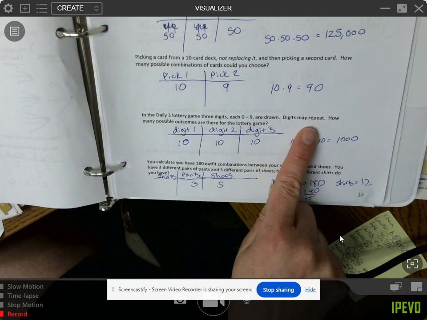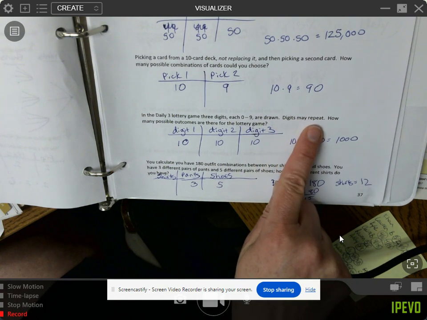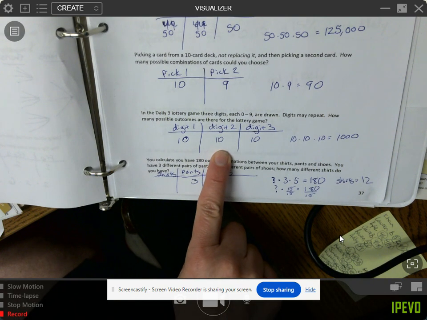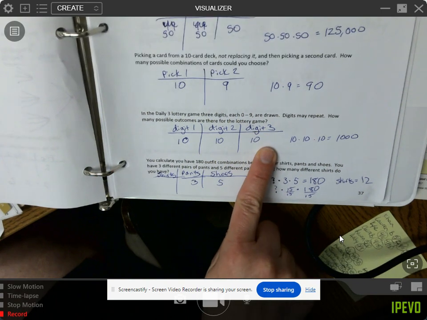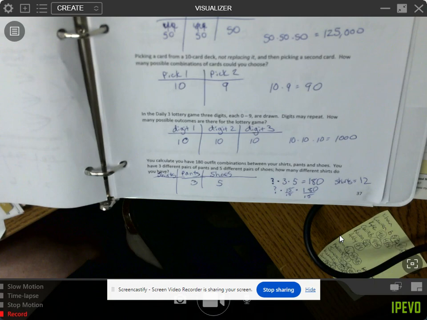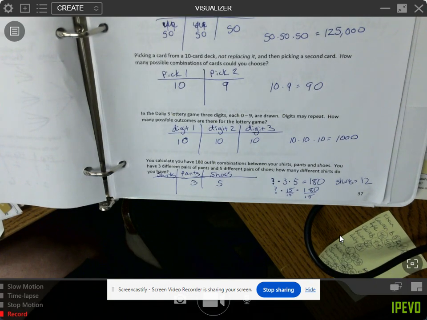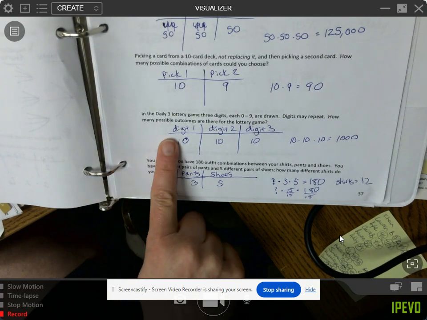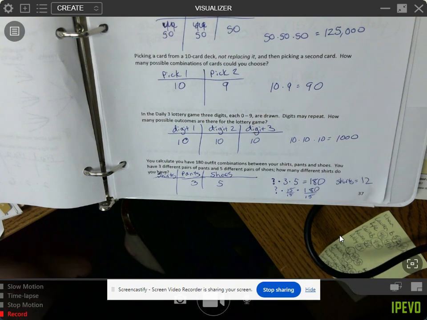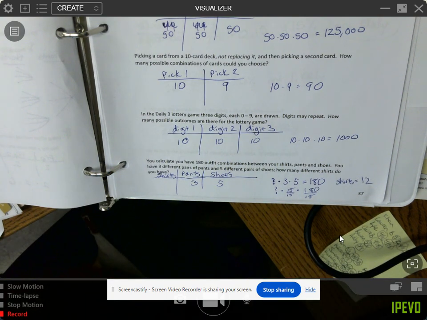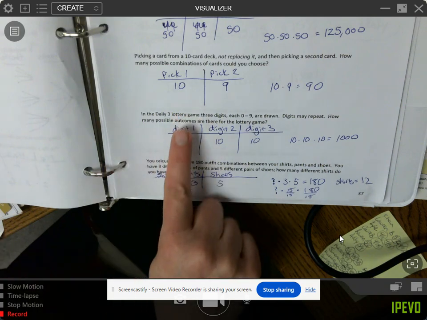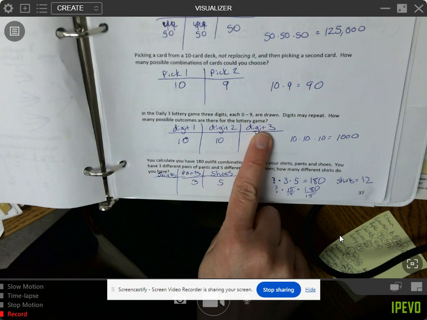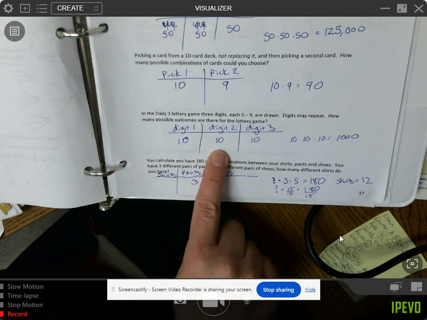Our digits can repeat, so I had 10 numbers for my second digit, 10 numbers for my third digit, because those digits can repeat. How are we feeling about that one? 10 times 10 times 10 gives me 1,000 different combination possibilities. So again, you have to be very careful how many events there are and how many outcomes for each event.